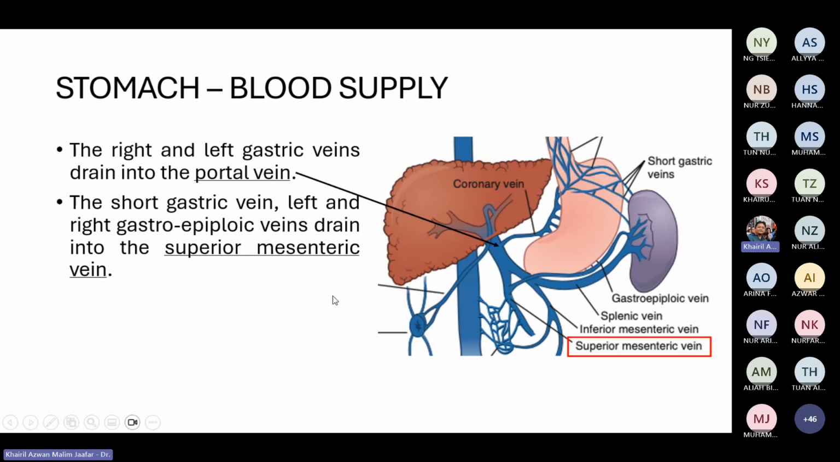Okay, blood supply of the stomach, again, the veins. The right and left gastric veins drain to the portal vein. The short gastric vein and right gastroepiploic vein drain to the superior mesenteric vein.